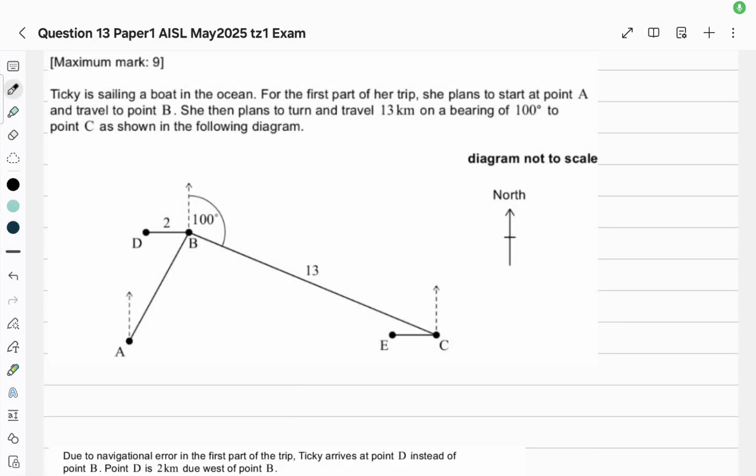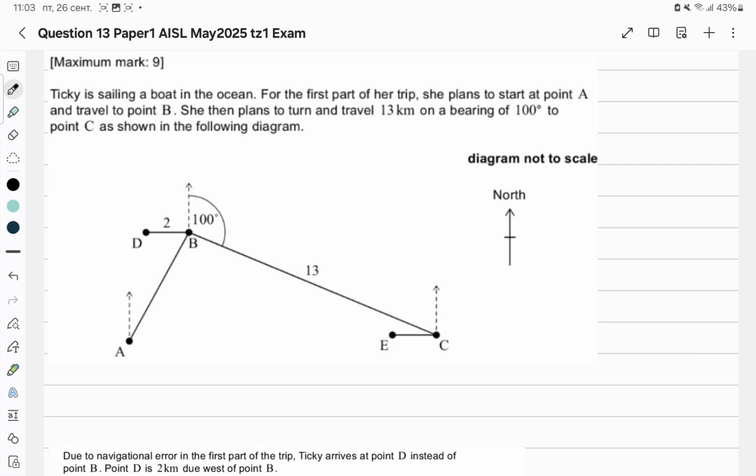In this video, we're going to consider question number 13 of paper 1, AISL, May 2025, time zone 1 exam. It's the very last question of the paper 1 and containing 9 marks. Let's make a short overview.